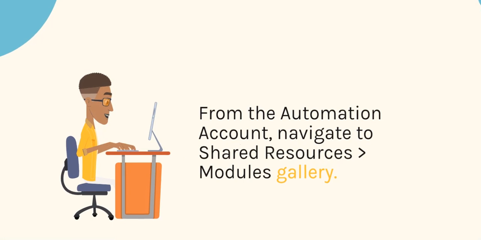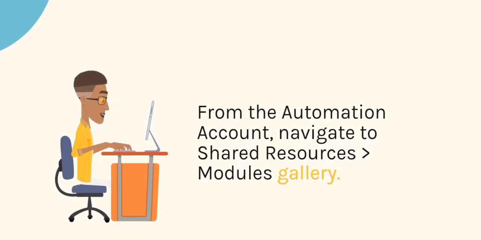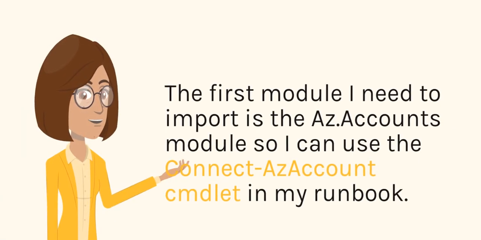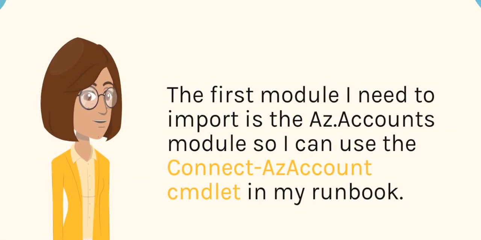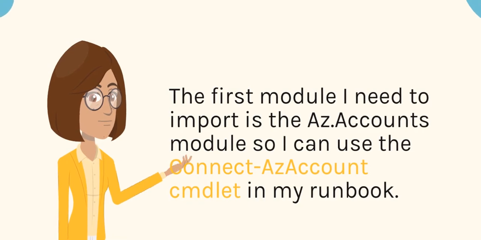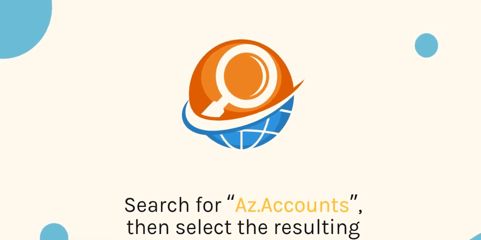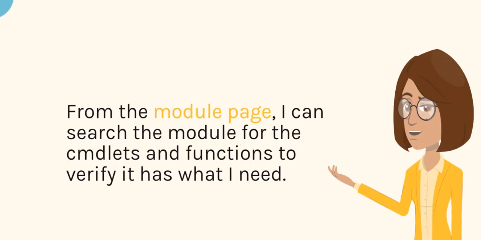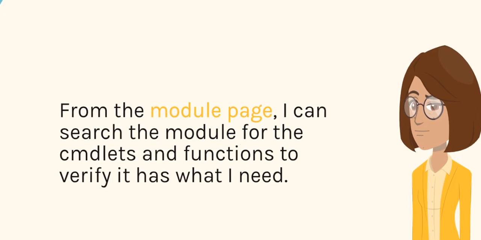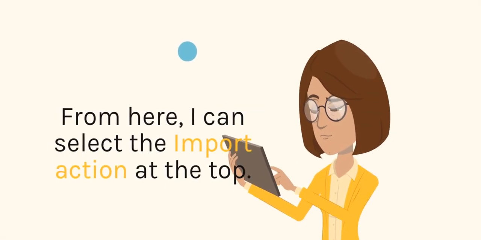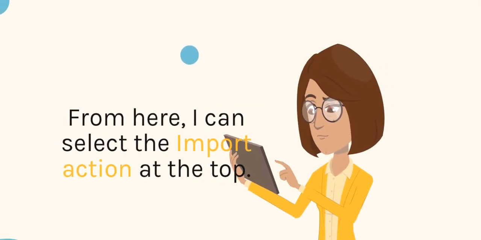From the automation account, navigate to Shared Resources > Modules Gallery. The first module I need to import is the Az.Accounts module so I can use the Connect-AzAccount applet in my runbook. Search for Az.Accounts, then select the resulting module. From the module page, I can search the module for the applets and functions to verify it has what I need. From here, I can select the import action at the top.